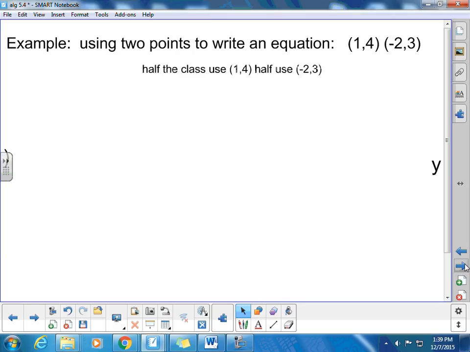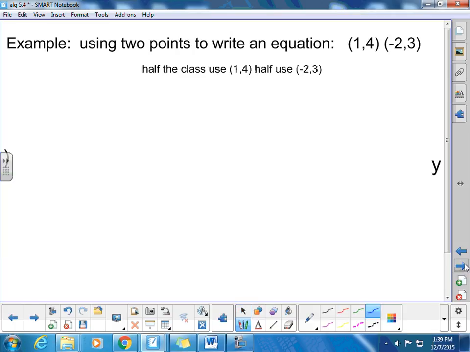So here's a little bit different problem. It says using 2 points to write an equation. Well, the last few days we have been able to find the slope if we're given 2 points. And now we have an equation that we need a point and a slope. So once you find the slope, you can do it.